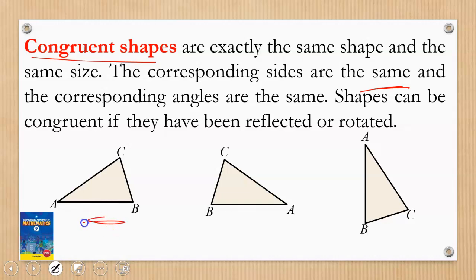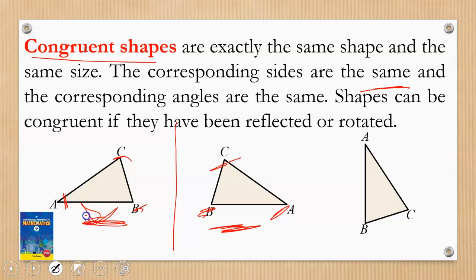Now, let's take this original shape A, B, and C. When I reflect this, let's say over this mirror line, you see that the shape will be reflected as this. Now, the shape is the same, the size is the same. The only difference is that the orientation has changed. Look at where B, C is, and look at where A is. The difference is that the orientation has changed, but the size and the angles remain the same.